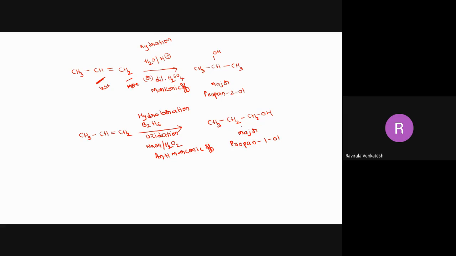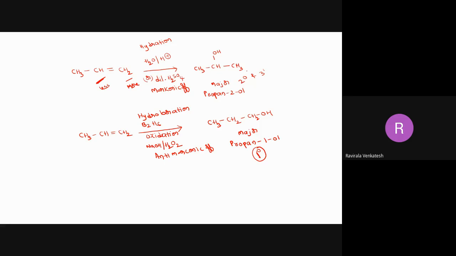So if you want the Markovnikov product, you get that by hydration. If you want the anti-Markovnikov product, which method do you have to follow? Hydroboration followed by oxidation. Very simple. In most cases what happens? We get primary alcohols here. This is not secondary, this is not tertiary.